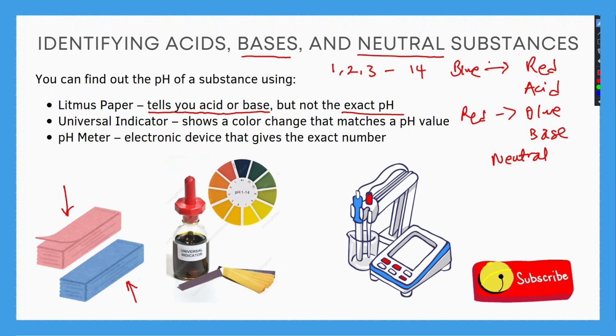The next indicator you can use to tell if a substance is an acid or a base is the universal indicator. Now, the universal indicator, over here I have a picture of what it looks like, is a special solution that has been made in such a way that when it is placed in a substance, it gives a color change that reflects the level of the acidity or the level of the basicity of a substance. Now, here is what I mean to say.